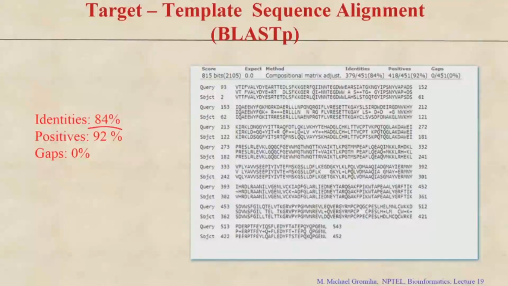So, if you take this structure, it has an identity of 84%, and the positive is 92%, this is the similarity. There is no gap because all residues are properly aligned, and we have the complete structure. So, with 84% sequence identity, you can treat this as your template.